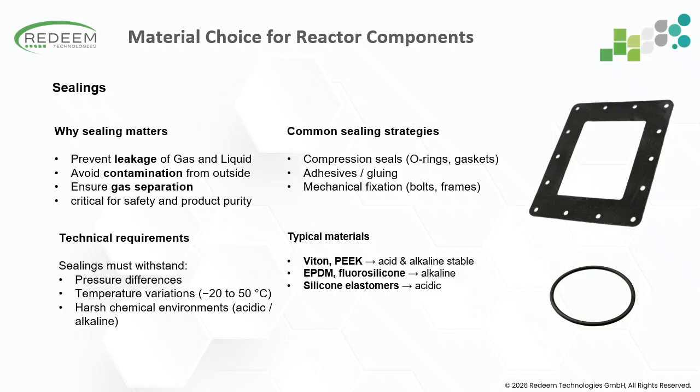And in most reactors, sealing is just achieved through O-rings or gaskets. And the material has to withstand the operating pressure, temperature, and also the chemical environment. And that's why the seal material is always selected based on whether the reactor operates under acidic or alkaline conditions.